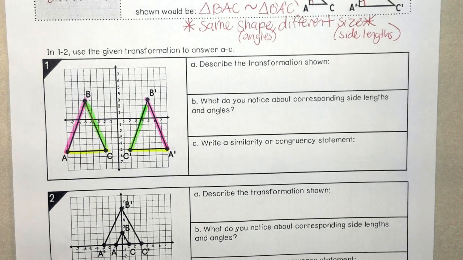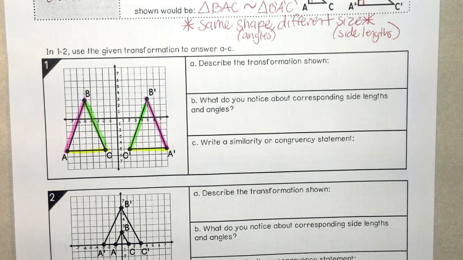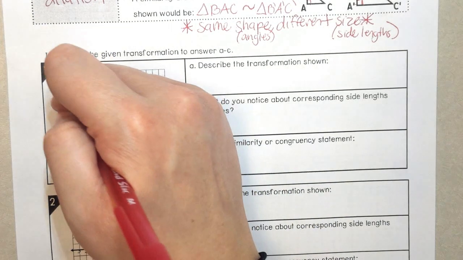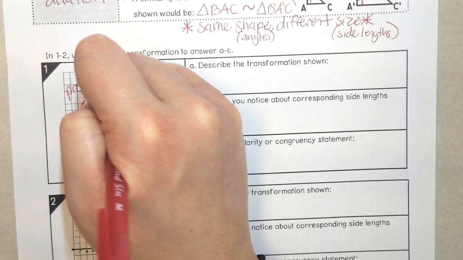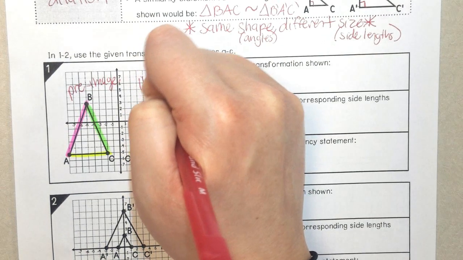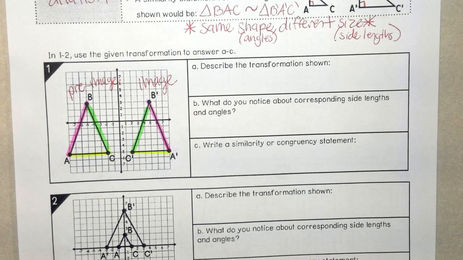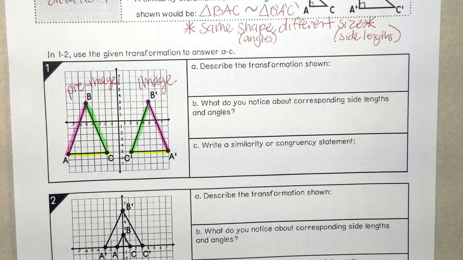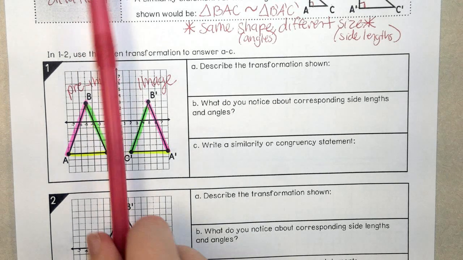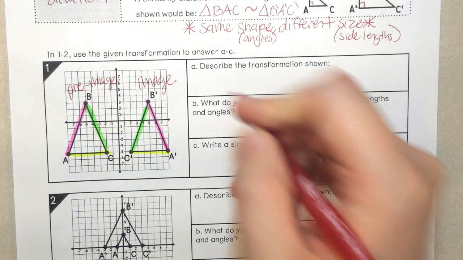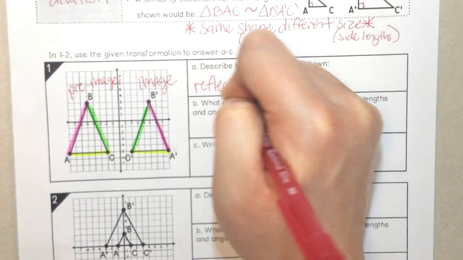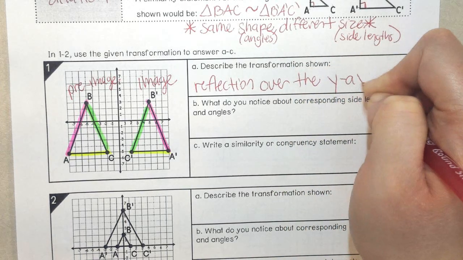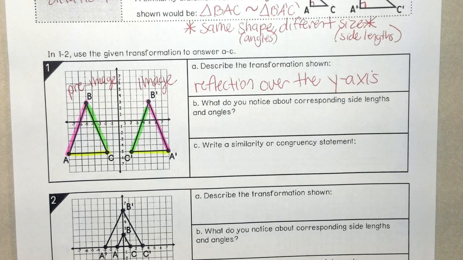So raise your hand if you can tell me what transformation happened. What happened to go from my pre-image here to my image over here? What happened? James. I reflected. Very good. Can you be a little more specific? Reflected over? Great. This is my y-axis, and that's what it flipped over. So reflection over the y-axis. Good.